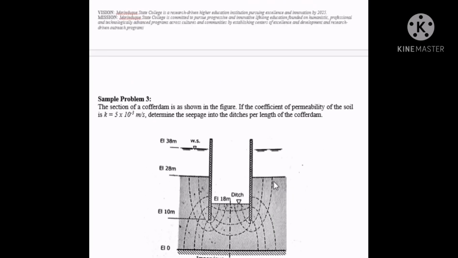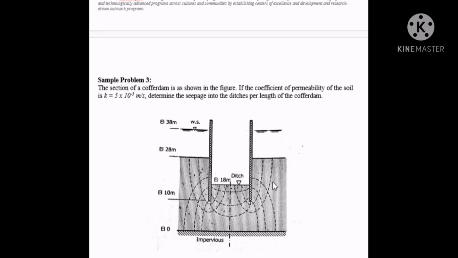Okay. For sample number 3, the section of a coffer dam is as shown in the figure. If the coefficient of permeability of the soil is 5 times 10 raised to negative 3 meters per second, we are to determine the seepage into the ditches per length of the coffer dam. So if we look at the figure, there are two sheet piles here, and the left side and the right side are identical. So, the other side is just a mirror of this one if you look at it.